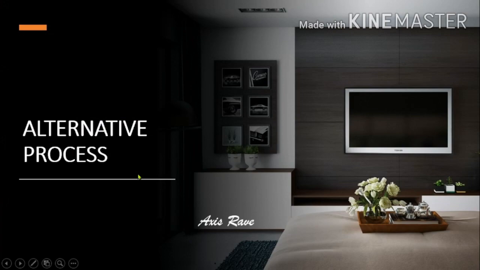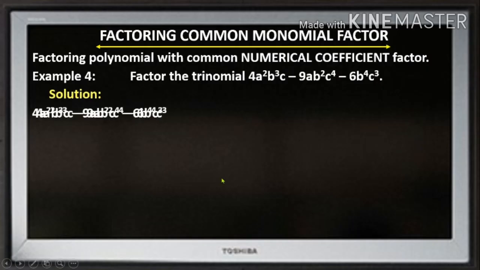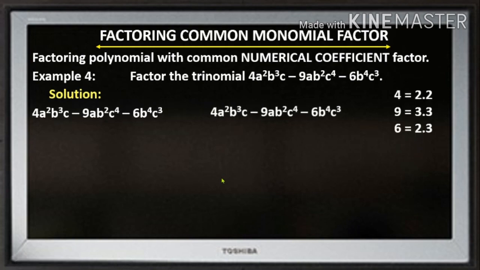Now for the alternative process, we have here the same problem, but we have a different way of solving it. So the prime factors of 4 are 2 and 2. 9 is equal to 3 times 3. 6 is equal to the product of 2 and 3. Now, as you can see, 2 is not a common factor because there is no 2 as a factor of 9. 3 here is also not a common factor because there is no factor of 4 that is 3. So therefore, there is no greatest common factor. Okay, so let us continue.